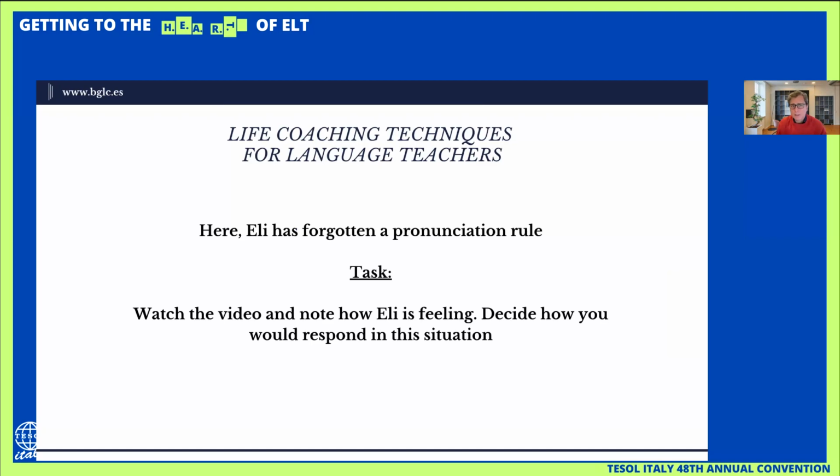This is bringing in some life coaching techniques for language teachers. It's Ellie again. Here, Ellie has forgotten a pronunciation rule that I've shown her in the past, or a tendency, if you don't like the word rule here. Watch the video and note how Ellie is feeling and decide how you would respond in this situation. Okay, so let's move along quickly.